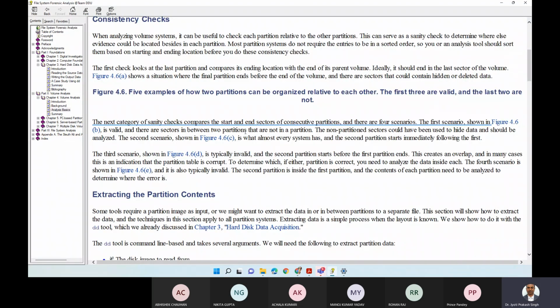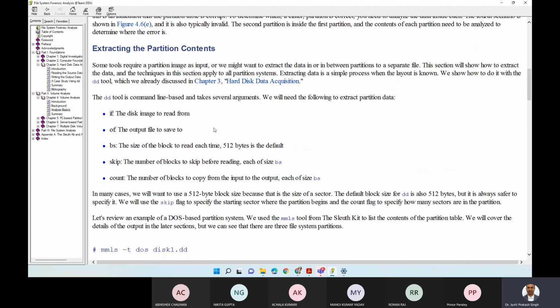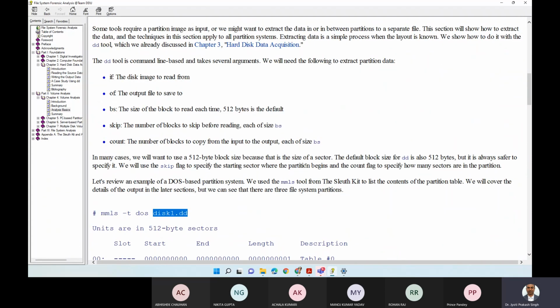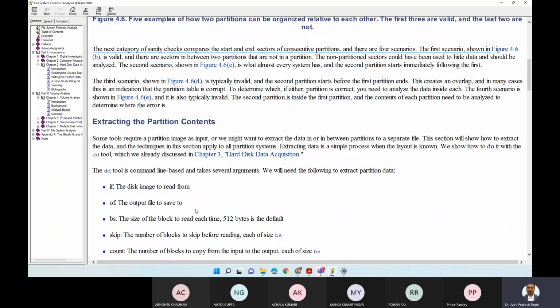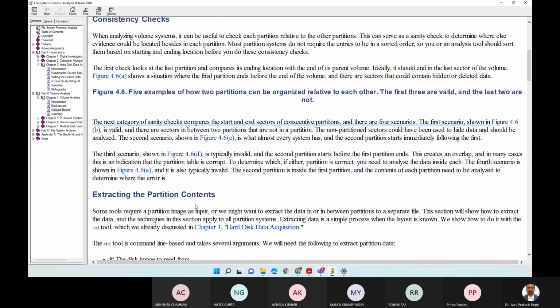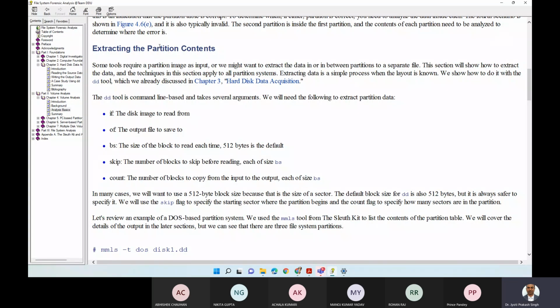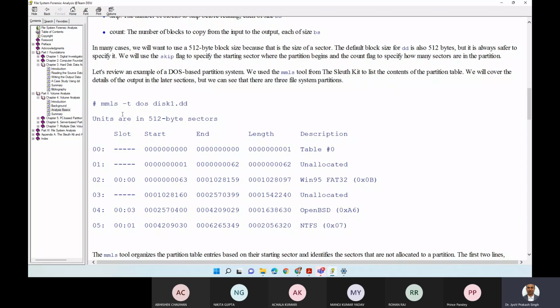Again, these are the practical things which you can discuss. I think I can download this from the book itself. These links are given, so you can try and download this disk1.dd from the net, and then you can use this sort of tools to find out where the partitions are, and what partitions, like in this case if you see. There is a tool called MMLS. In the MMLS tool, if we give MMLS -t dos and disk1.dd, it shows you how many partitions there are, and you can see here this is the starting address, this is the ending address, this is the length of the partition, and this is the description.